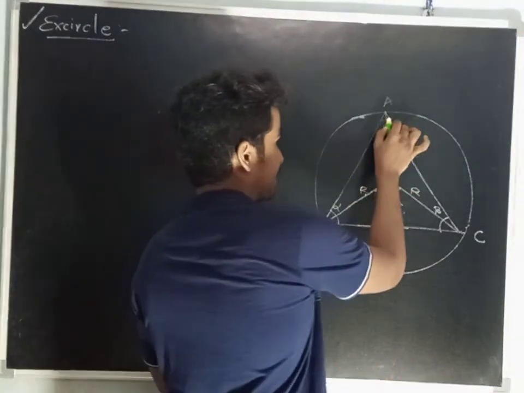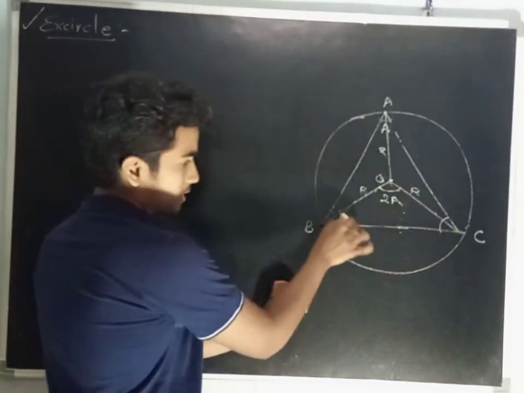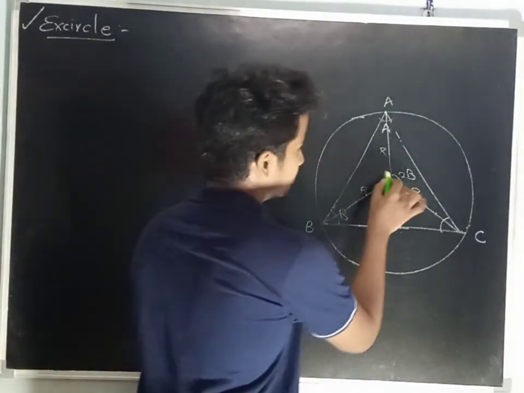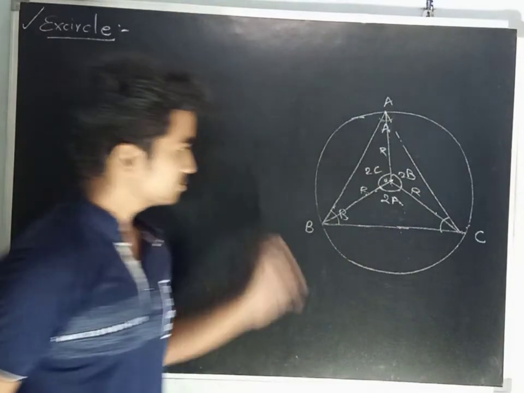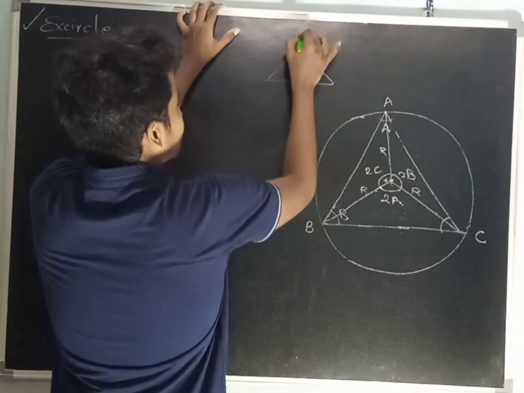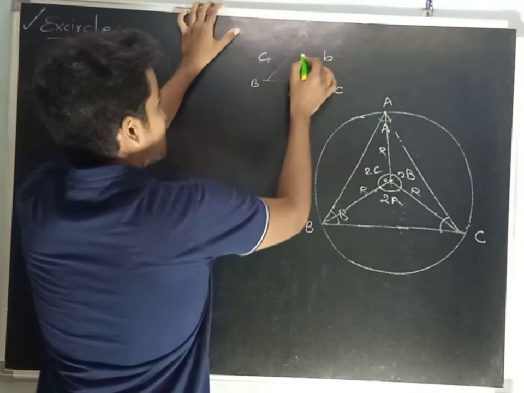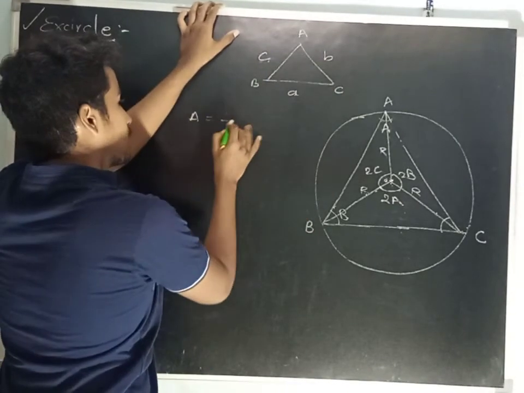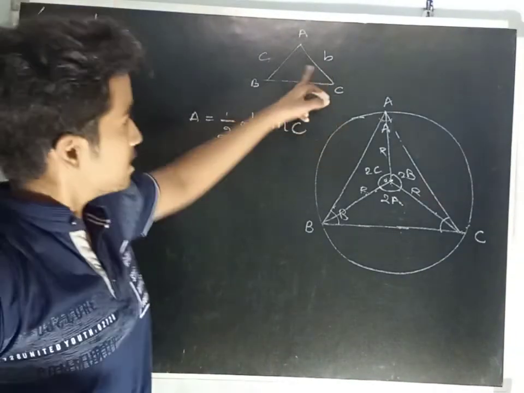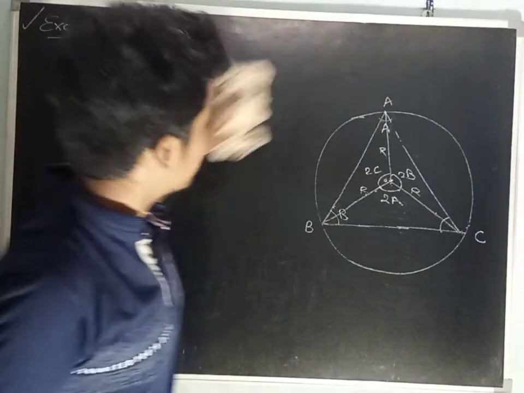Now similarly, here it is A, then here it is 2A. If here it is B, then here it is going to be 2B. Here it is C, then here it is going to be 2C. Okay? For a triangle ABC, with sides a, b, c, the area is going to be half ab sin C as well as half bc sin A as well as half ac sin B. Right? This concept I am going to use here.